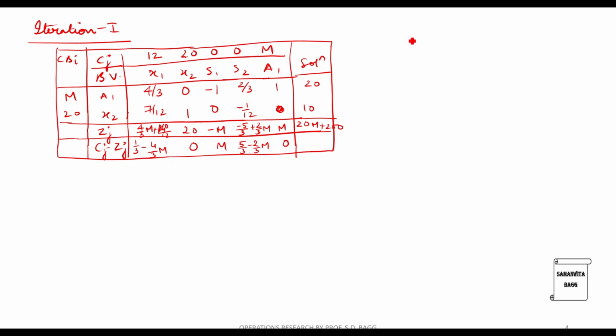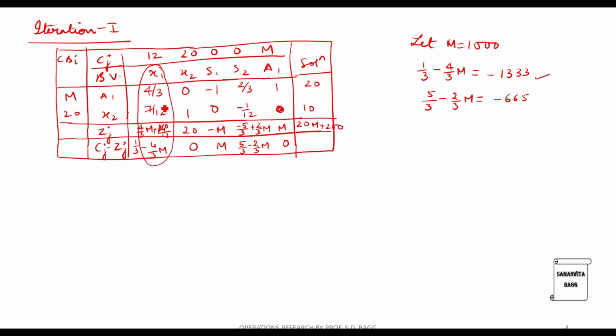So amongst these two I have to find. So I'll write down, let m is equal to 1000. Now I have taken 1000 because it's a larger penalty, so larger value. So this is 1 by 3 minus 4 by 3m, and one is 5 by 3 minus 2 by 3m. So when you solve these two, you get, this is minus 1333, this is minus 665. So this value obviously is going to be lower. So I will choose x1 as the entering variable, and I need to find ratio.